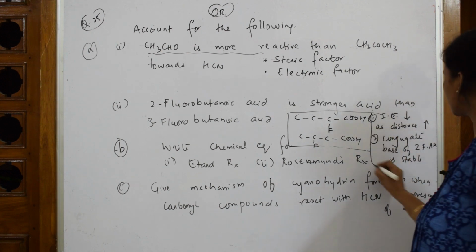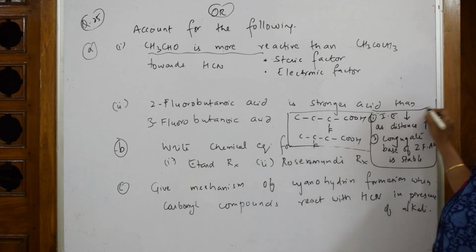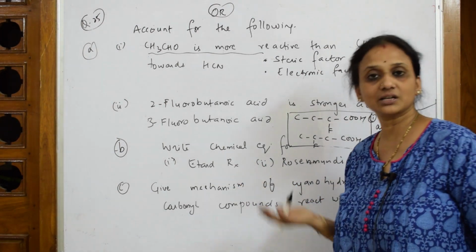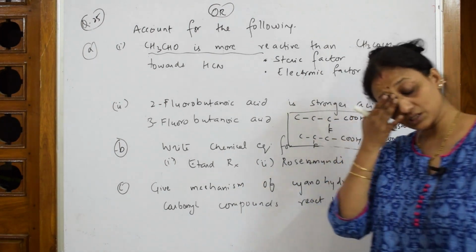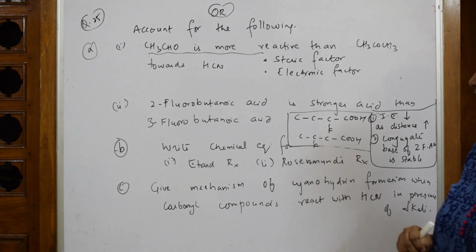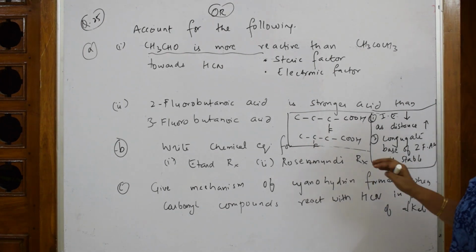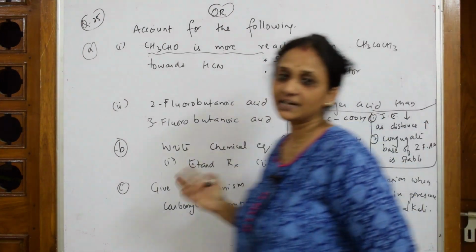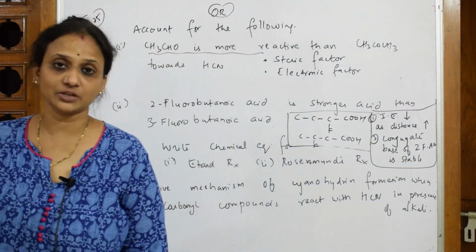You write these two reasons and finish off your answer. This is how you're going to write the answer. So write the next question, right? Chemical reaction, Etard reaction I already did. Rosenmund reduction also I did. So watch the video for that. Next one. Give the mechanism of cyanohydrin. Okay, let me come back, erase everything and give you the mechanism of how to add cyanohydrin.